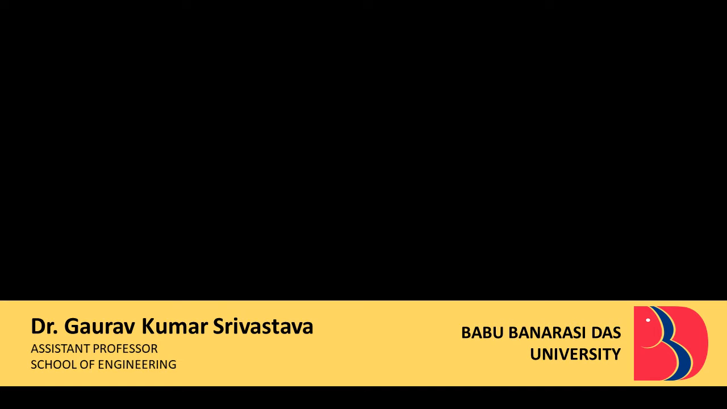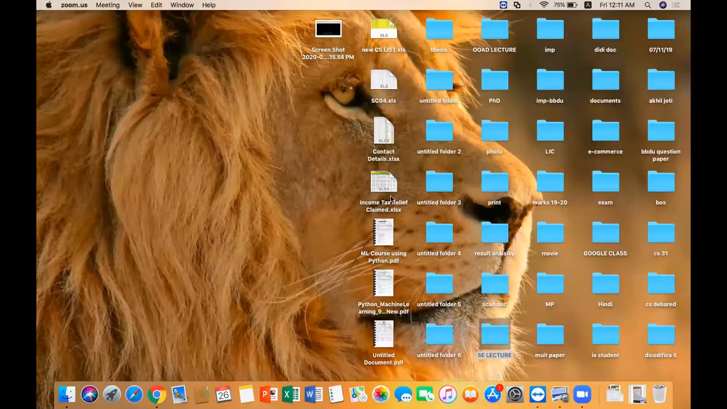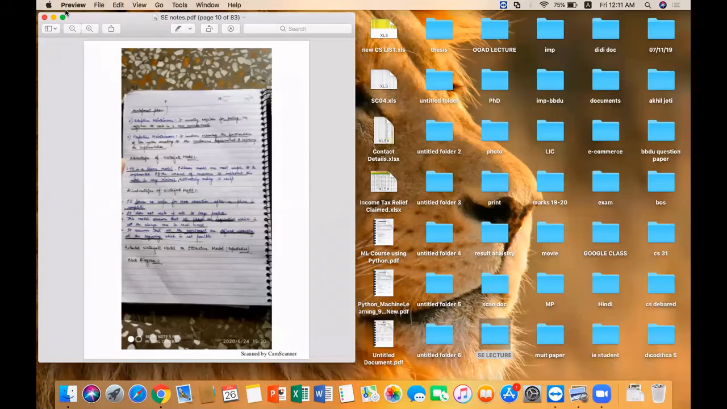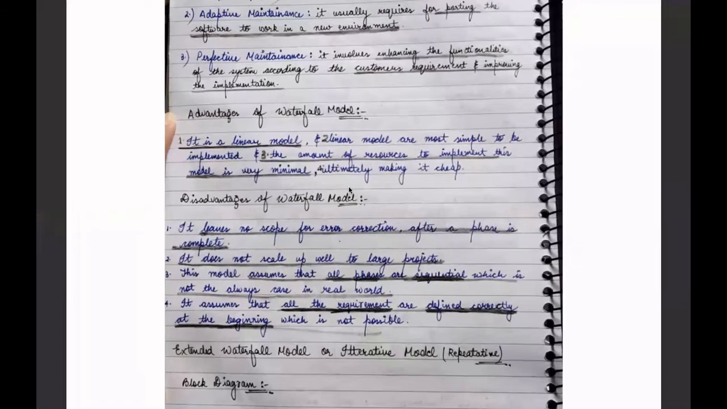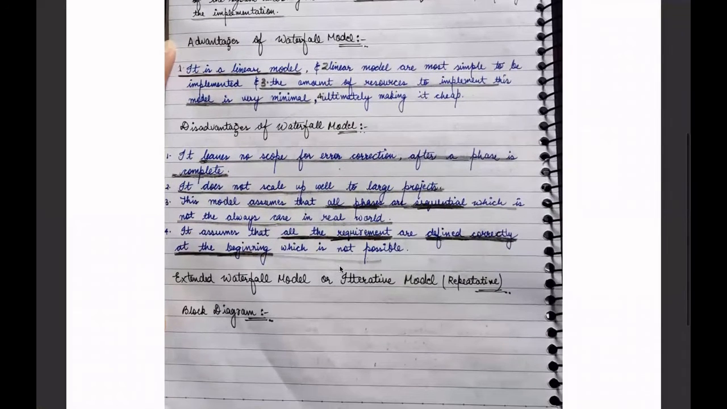Morning class. I am here with a new topic of software engineering. The next new topic, after the explanation of the waterfall model, is the next model, which is also known as an extension of the waterfall model: the iterative model.